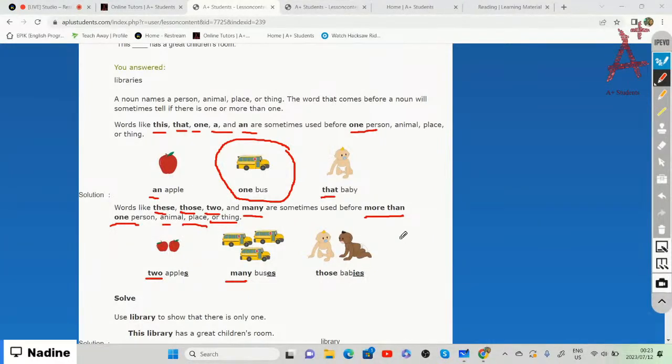And the same with those babies. Or you can say there's one, two babies. Talking about babies that are over here, we can say these babies. So words like these, those, two, and many are sometimes used before the noun to indicate that there is more than one person, animal, place, or thing.